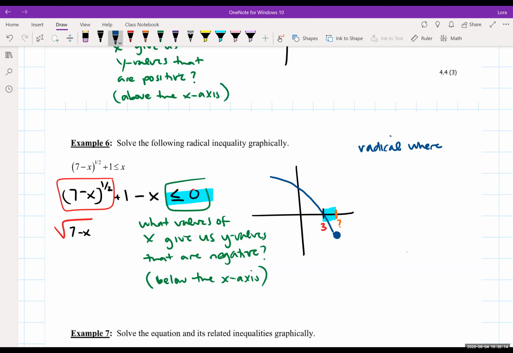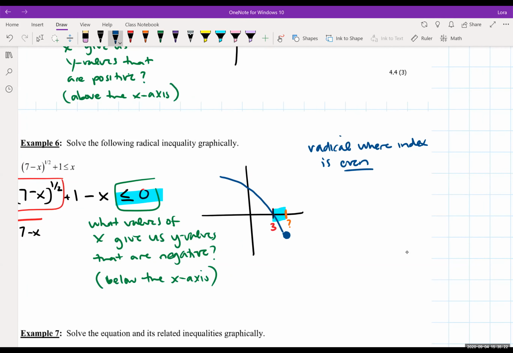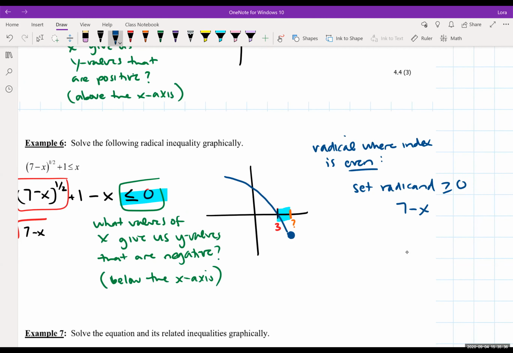or expression where the index is even. And so if you're looking for the domain of something with a radical where the index is even, you would set the radicand greater than or equal to 0. And if you look at the radicand, it's 7 minus x greater than or equal to 0. It's a nice linear inequality.